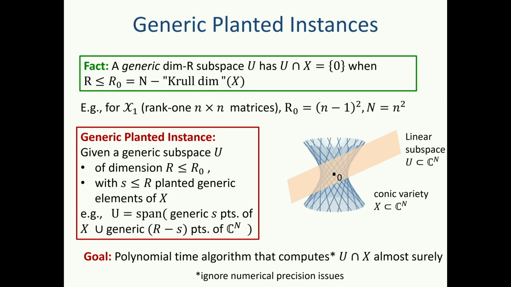Rank 1 matrices. So if you think of all n cross n matrices, that's a space of dimension n squared. Now, it turns out that the dimension of the variety of rank 1 matrices is actually 2n minus 1. And it's actually easy to see because of just parameter counting.